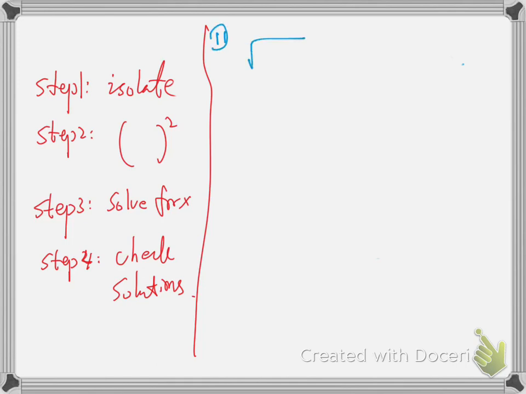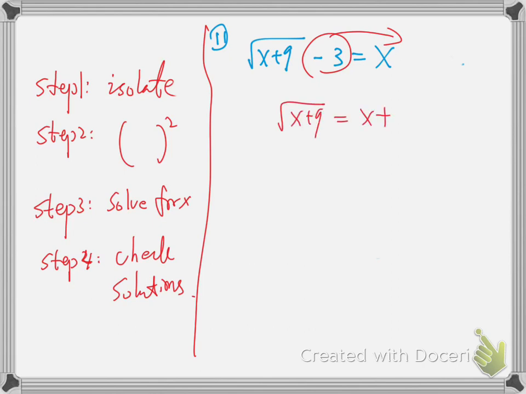So this is radical x plus 9 minus 3 is x, right? So isolate. You move 3 to that side. Radical x plus 9 is x plus 3, right? So now you only have one radical term isolated on the left. So step 1 is done. Step 2, square both sides. Now the second power cancels the radical, x plus 9 on the left. On the right hand side, we have x plus 3 times x plus 3.